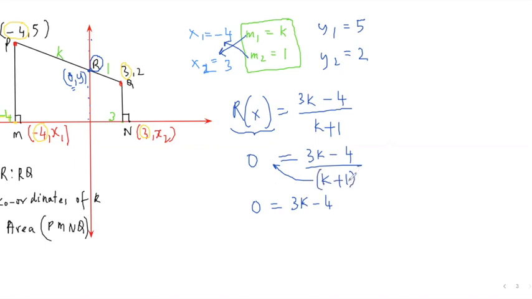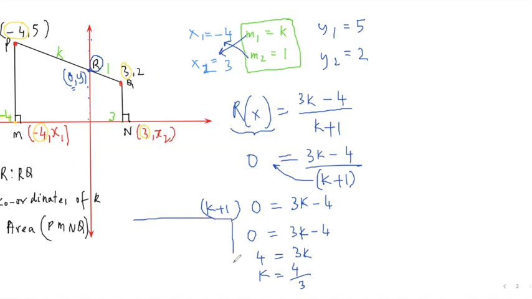Is that fine? If I move this entire thing here, it would be k plus 1 into 0, right? Which would just be 0 is equal to 3k minus 4. That making sense? So 3k is equal to 4, and therefore k would be equal to 4/3.